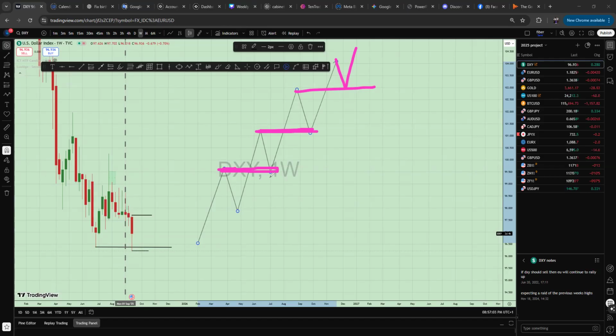But for now, this is also very important. Understand this very well. You're going to have a clean structure like this. It is going to happen, especially on the higher time frame.